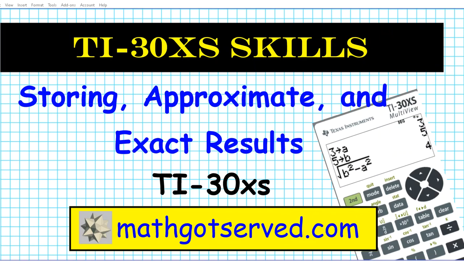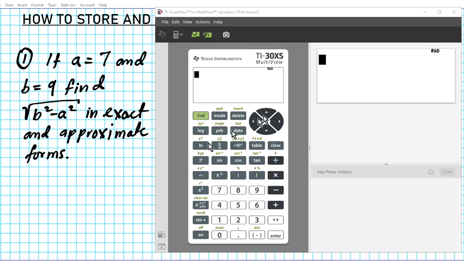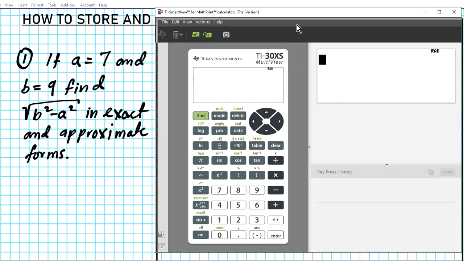In this clip, we're going to be taking a look at our multi-part series on the TI-30XS calculator skills. But in this particular presentation, we'll be looking at how to store information into the calculator and how to find the approximate and exact results of our entry. All right, so let's take a look at this example right here, question number 1.